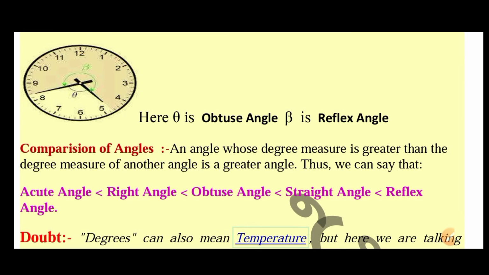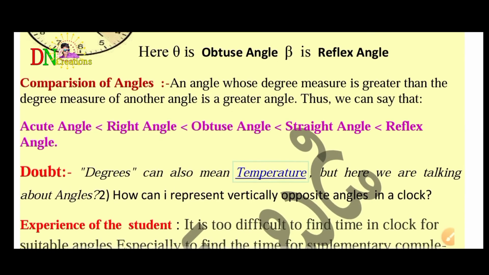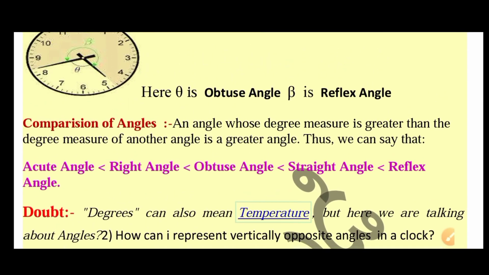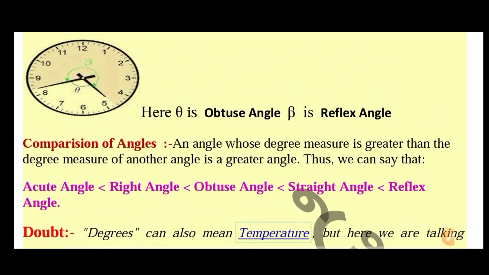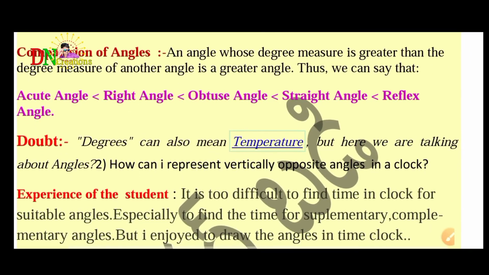Here theta is the obtuse angle, beta is the reflex angle. Comparison of angles, an angle whose degree measure is greater than the degree measure of another angle is a greater angle. Thus, we can say that acute angle is less than right angle, less than obtuse angle, less than straight angle, less than reflex angle.